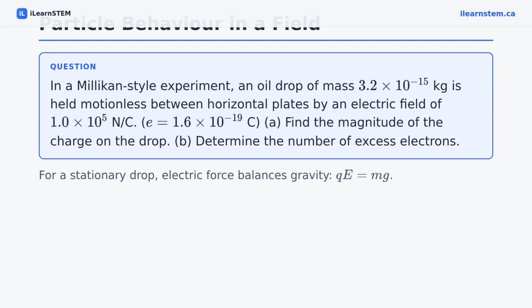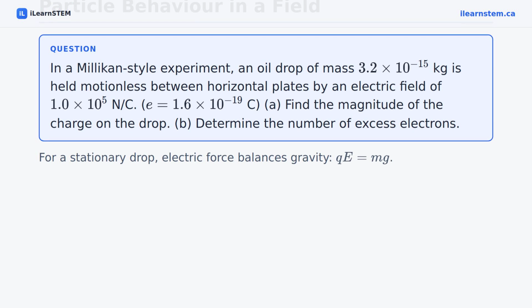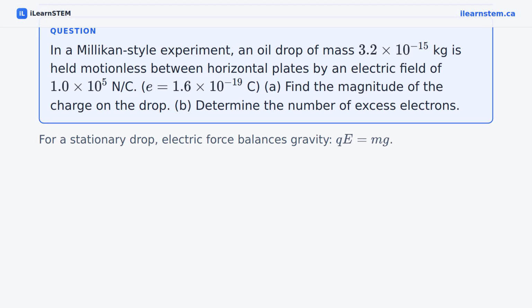First, for a stationary drop, the electric force balances gravity. So we have qE = mg, which means q = mg/E.